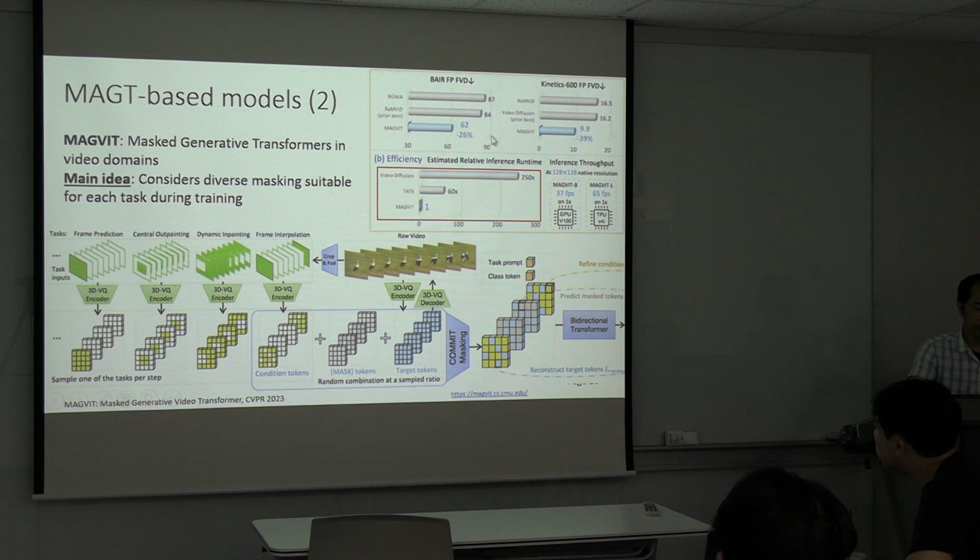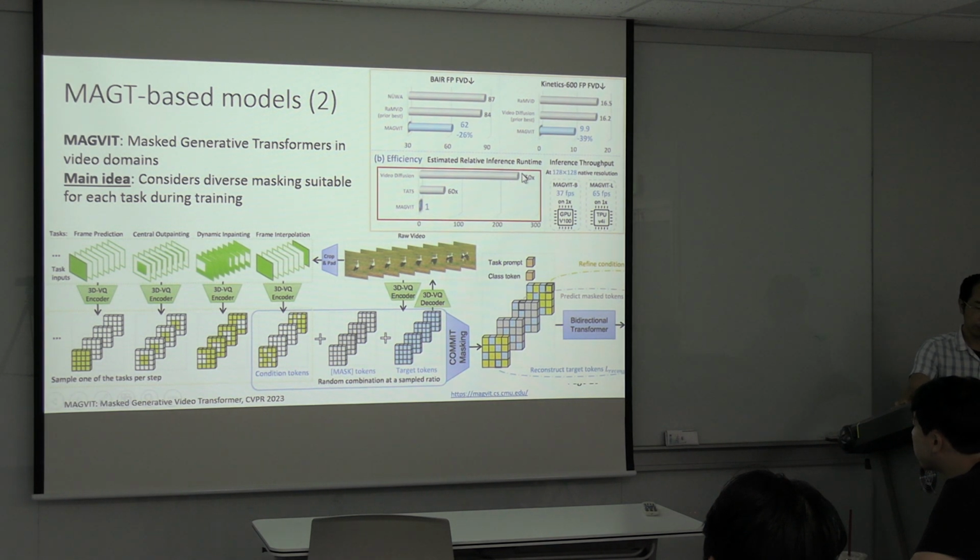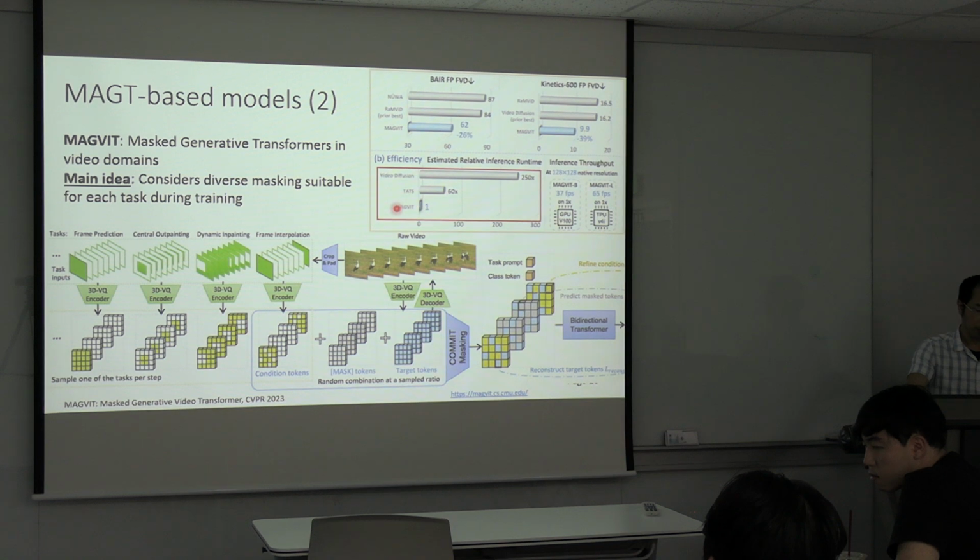Yeah, so we can see this model compared to the video diffusion based model. You can see the metric numbers, and also in the different steps, this is just one step, but the diffusion based model needs more than 200 times more. So I think this kind of approach also looks very promising for future models.